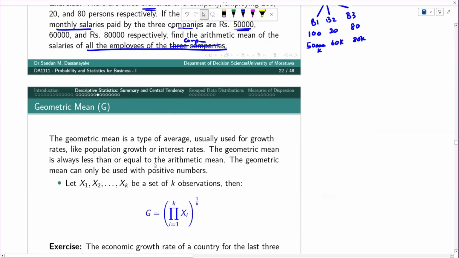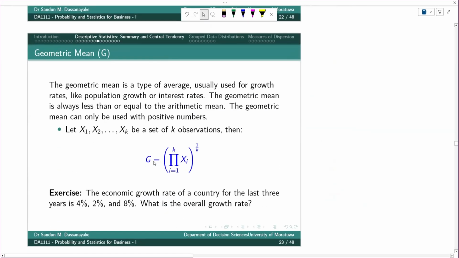Now let's go to the next one, the geometric mean. What is geometric mean? Geometric mean is a type of average usually used for growth rates like population growth or interest rates. It's simply the multiplication and then the root, the root mean of the multiplication. The geometric mean can only be used with positive numbers, because for certain cases you can't define negative roots.